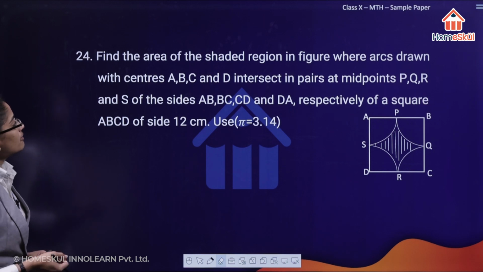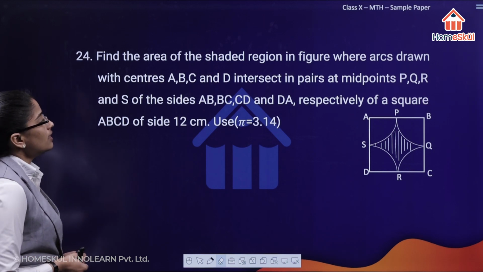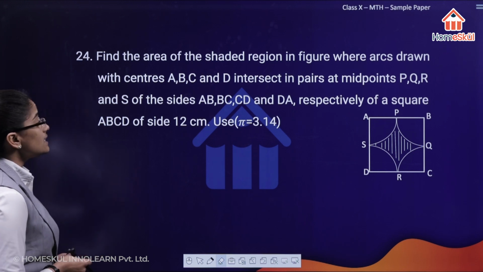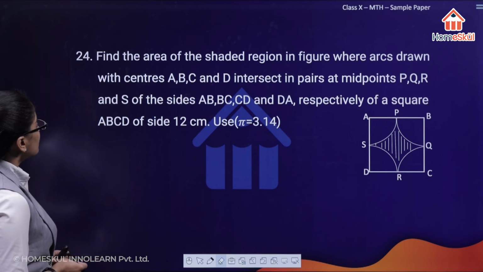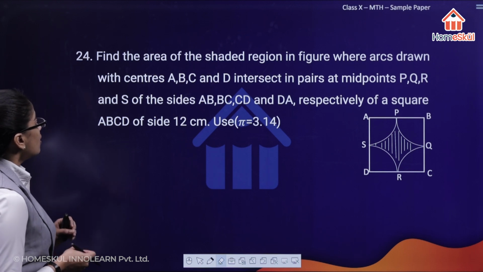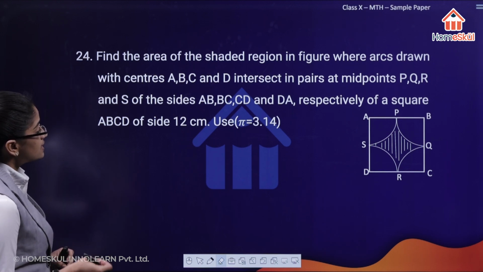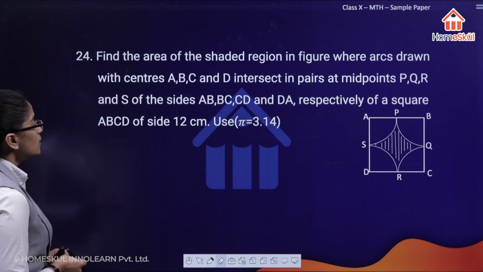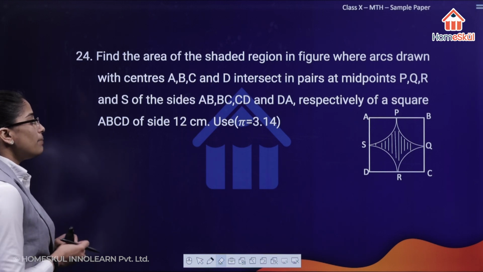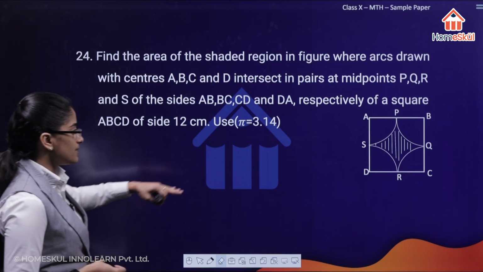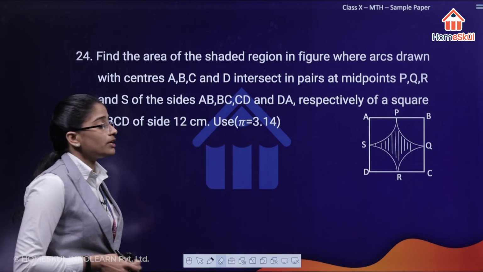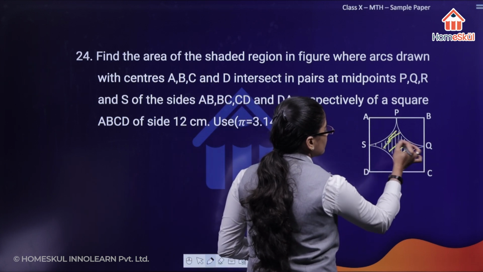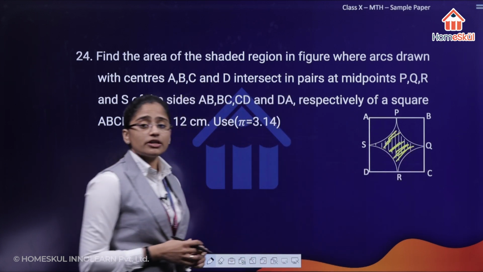24th question. Find the area of the shaded region in the figure, where arcs drawn with centers A, B, C and D intersect in pairs at midpoints P, Q, R and S of the sides AB, BC, CD and DA respectively of a square ABCD of side 12 cm. Use pi equal to 3.14. Here, we need to find the area of this shaded portion. How could we find it?